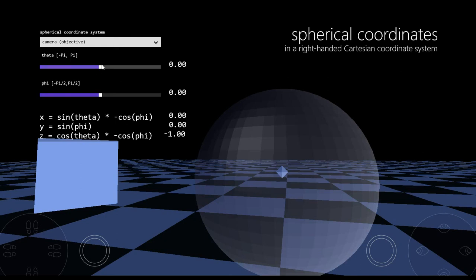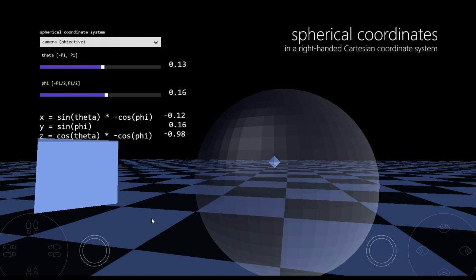and positive theta still causes positive rotation around y, and positive phi causes positive rotation around x. Remember that the camera is at the centre of the sphere, and so positive rotation around x causes it to look up. There's more info on rotation in the previous video.